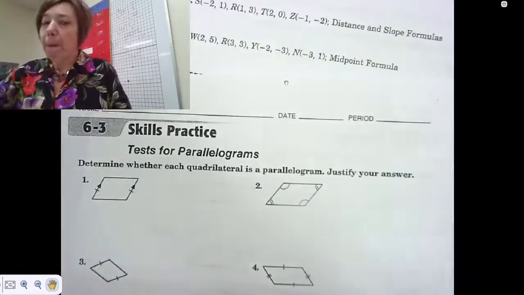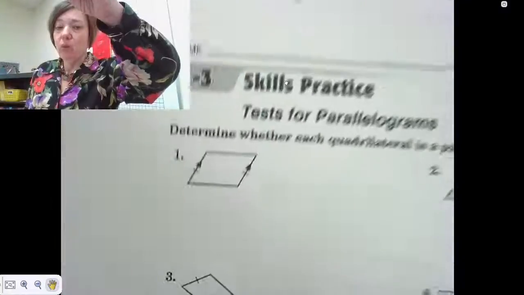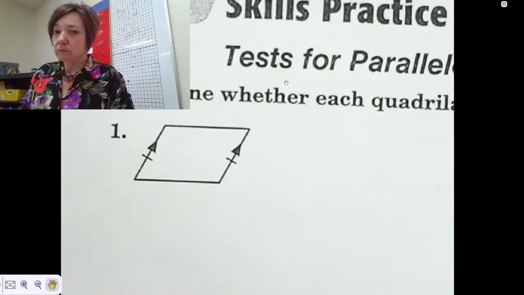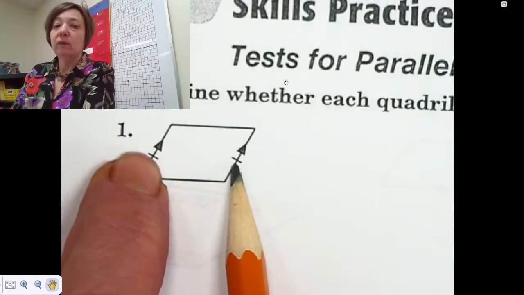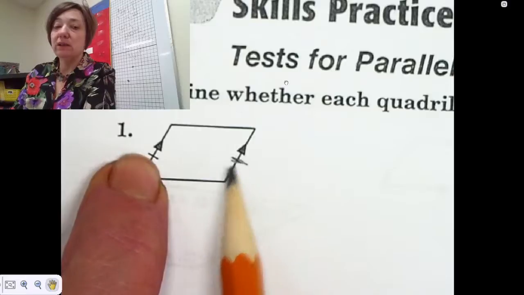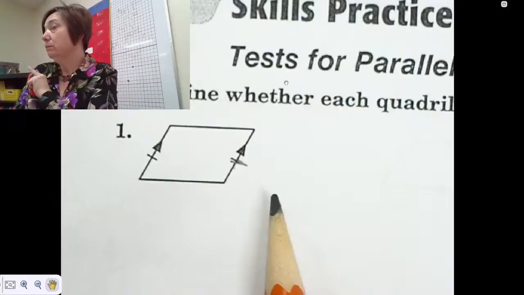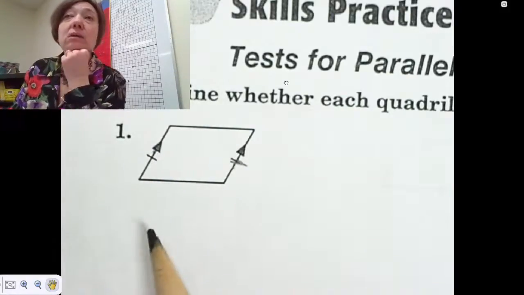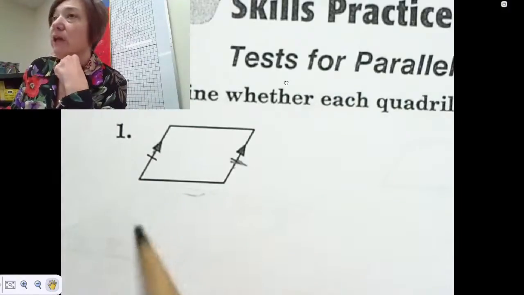Okay. Let's look at number 1. What information did they give us on number 1? What did these little lines indicate? The little notchy marks. That doesn't mean parallel. That means congruent. Now the little arrows mean parallel, but the little lines mean congruent.